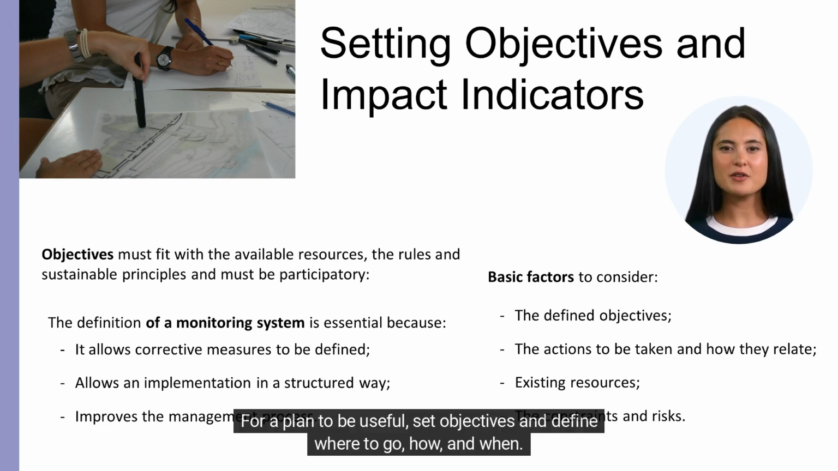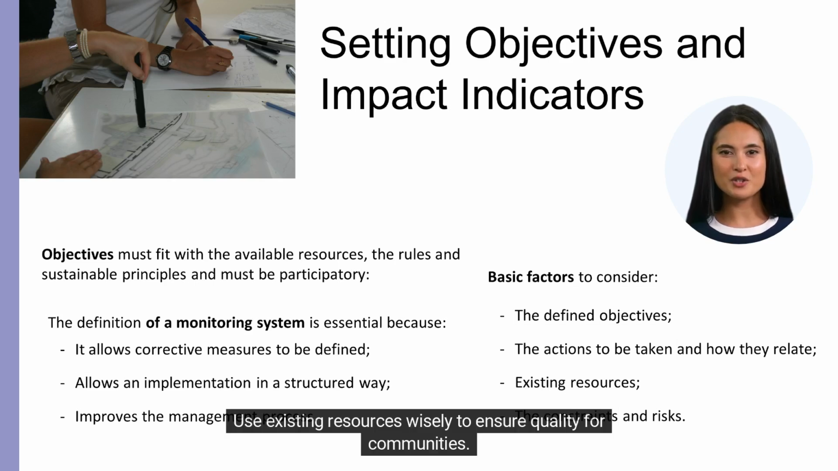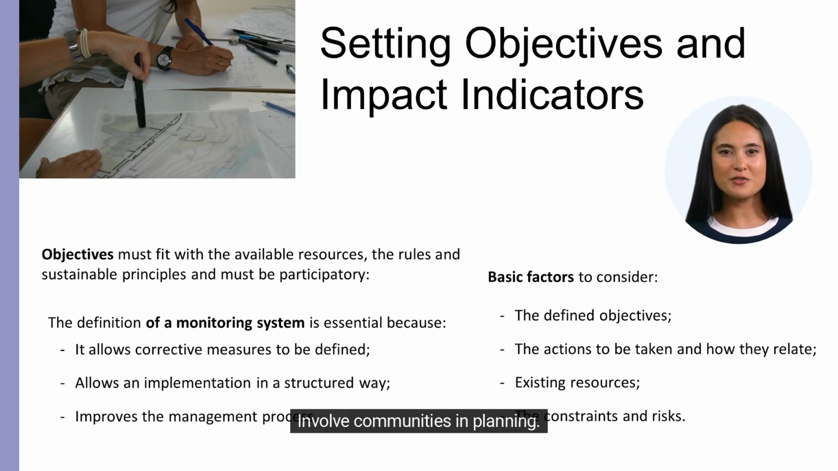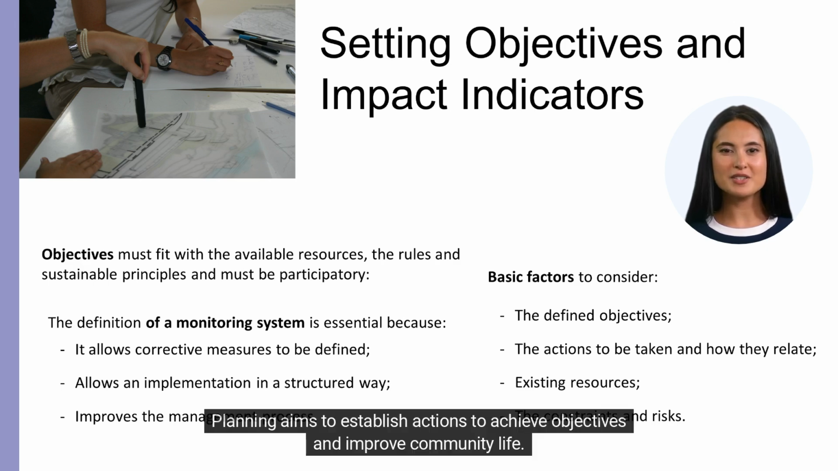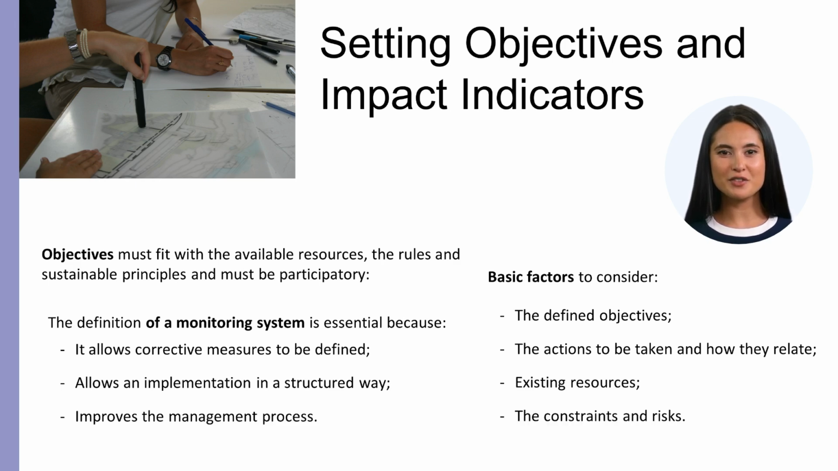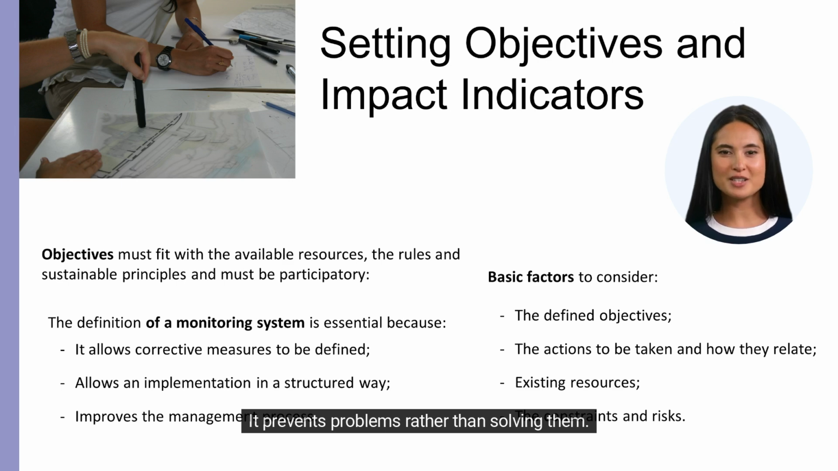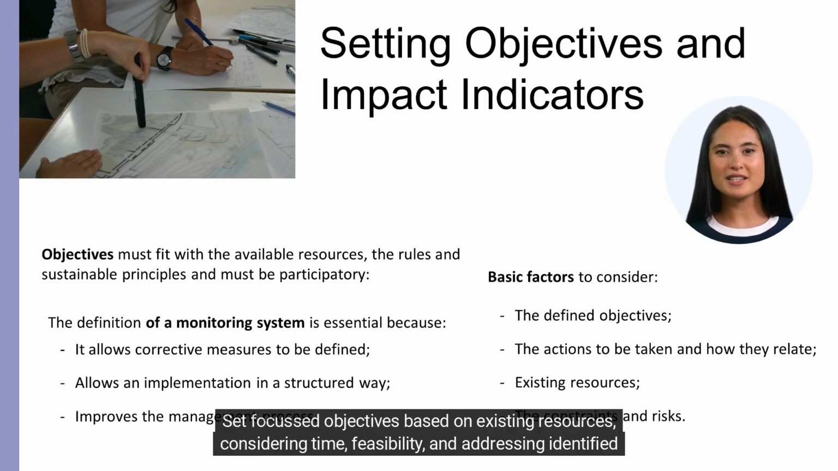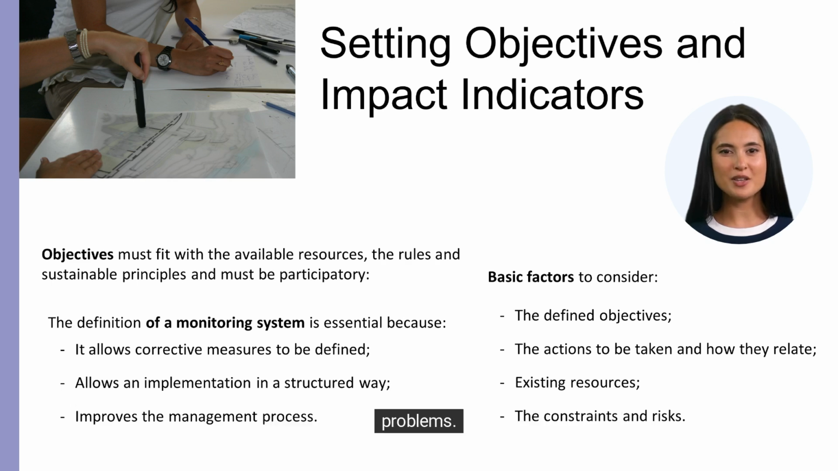For a plan to be useful, set objectives and define where to go, how, and when. Use existing resources wisely to ensure quality for communities. Involve communities in planning. This is essential. Planning aims to establish actions to achieve objectives and improve community life. It prevents problems rather than solving them. Set focused objectives based on existing resources, considering time, feasibility, and addressing identified problems.